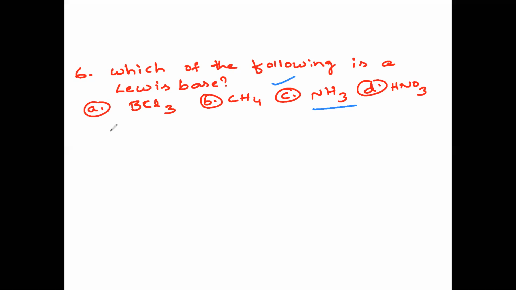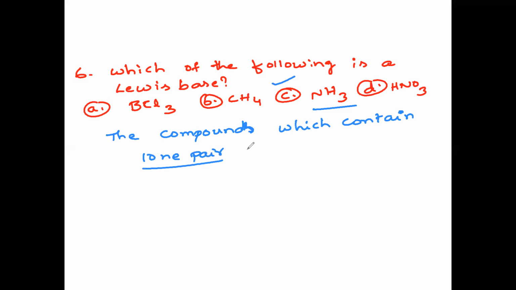Ammonia. What are Lewis bases? Lewis bases are nothing but the compounds which contain lone pair of electrons. The compounds which contain lone pair of electrons are called Lewis bases.